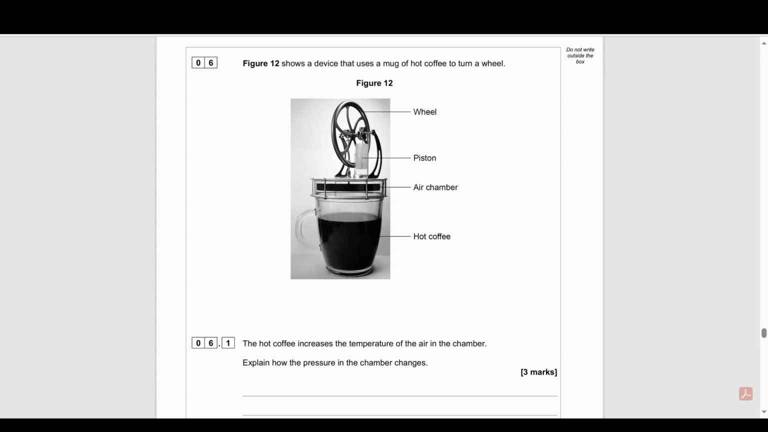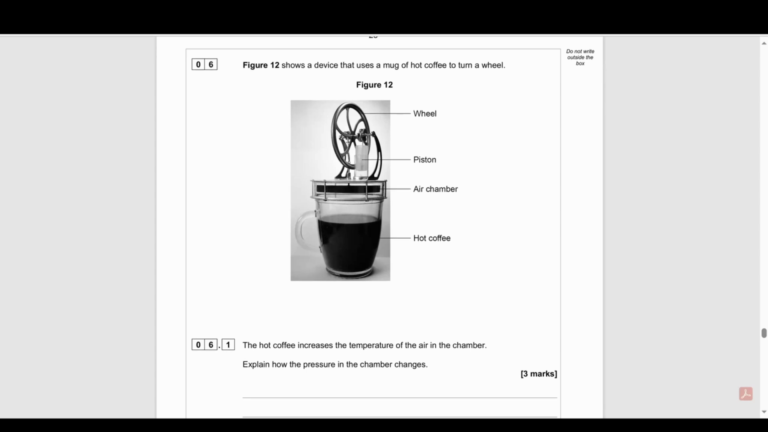Question 6. Figure 12 shows a device that uses a mug of hot coffee to turn a wheel. 6.1. The hot coffee increases the temperature of the air in the chamber. Explain how the pressure in the chamber changes.